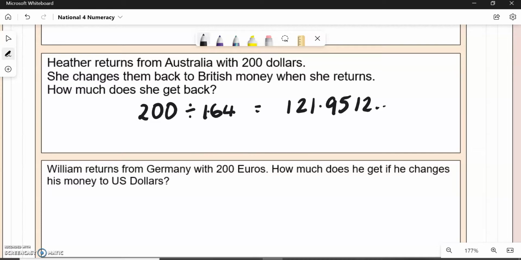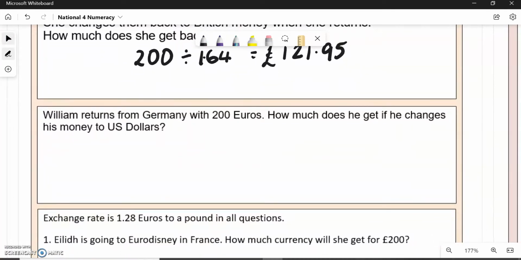Money has two decimal places, so this 5 would stay a 5 or be rounded up to a 6, and hopefully you can see it's going to remain a 5. So we keep two decimal places, and that is in pounds. Finally, William returns from Germany with 200 euros. How much does he get if he changes his money to US dollars? Okay, this is quite a difficult one because we have got euros. What we will need to do is go from euros to pounds, and then from pounds to dollars. Okay, so let's go from euros to pounds first.